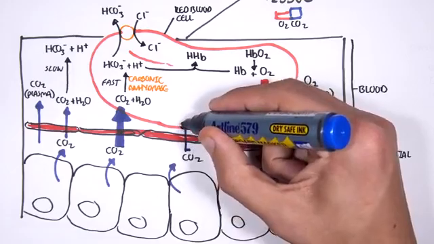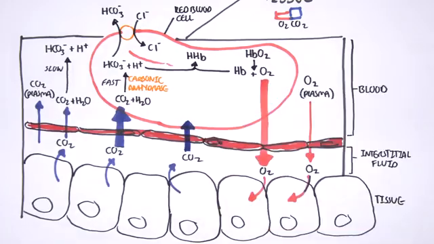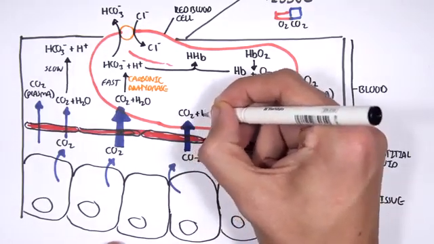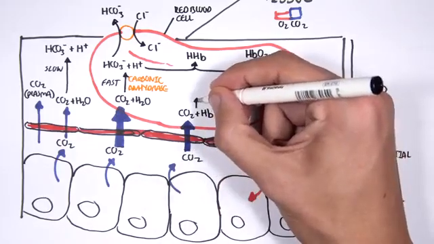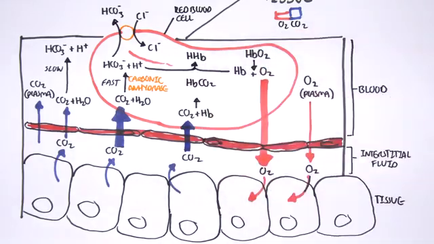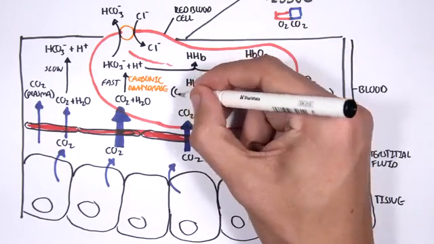Then you have another mechanism where the carbon dioxide can enter the red blood cell and attach to hemoglobin to form carbaminohemoglobin.